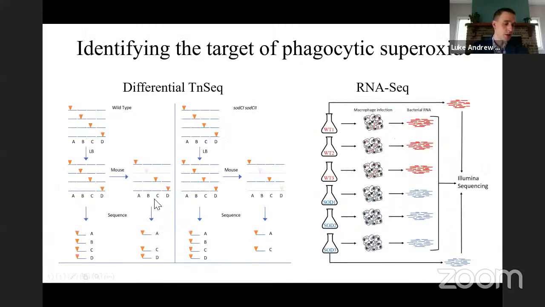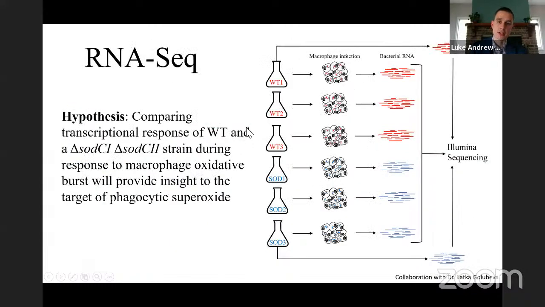Now I'd like to spend a few minutes talking about the RNA-seq experiment that we used to complement our differential Tn-seq experiment. And so our hypothesis for the RNA-seq experiment was that by comparing the transcriptional response of wild type and a SOD1 mutant during macrophage infection, when the bacteria are responding to the oxidative burst, we might be able to identify a transcriptional signal that gives us insight into the nature of damage caused by superoxide.